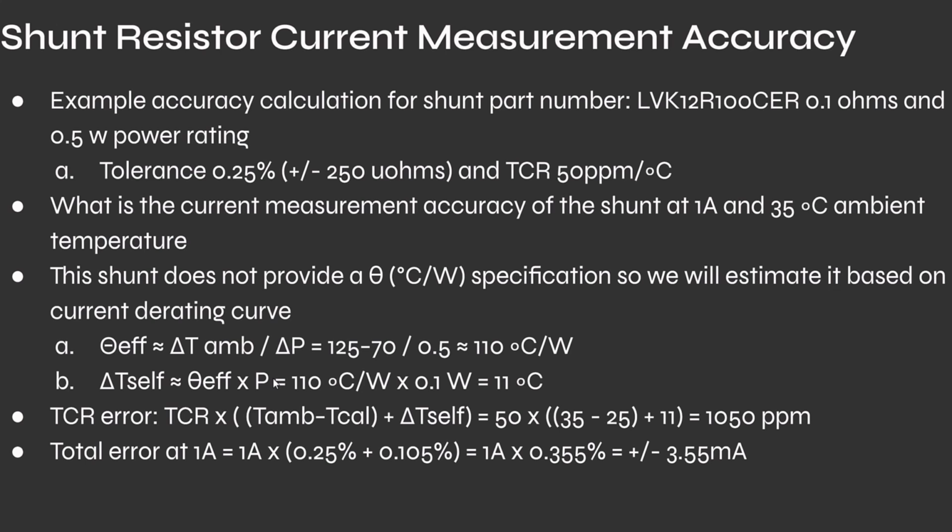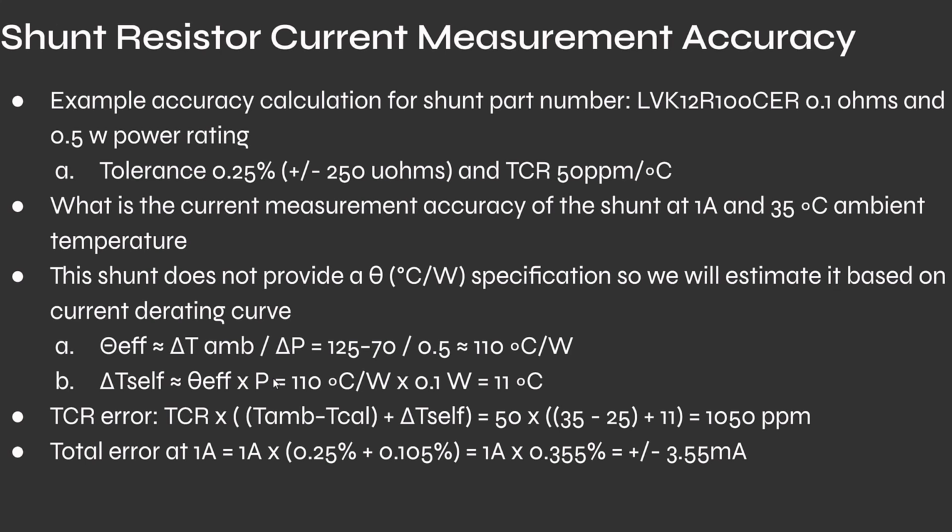So what is our accuracy, or what is the error of the shunt if we are measuring a 1 amp current in a 35 degree ambient temperature environment? So the first thing we need to do is calculate our two error contributors.